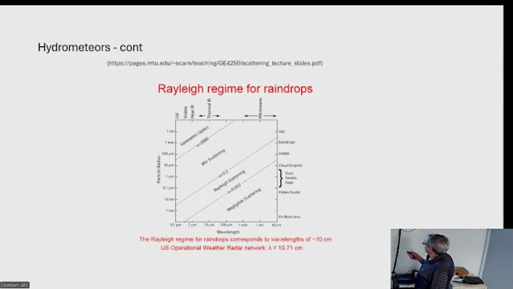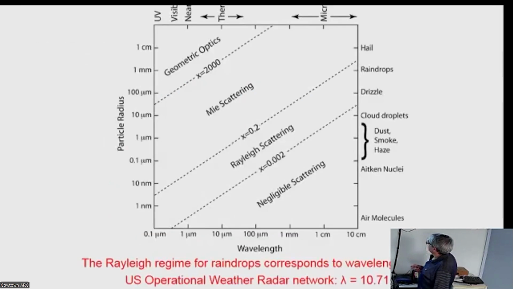So this one, if you don't mind zooming in, might be a little easier to read. Okay, so here you can see it's projecting onto wavelengths from 100 nanometers all the way up to 10 centimeters. And so you can see where these different types of hydrometeors occur. Air molecules probably not, but then we've got aerosols, dust, smoke, haze, cloud droplets, drizzle, and so forth. All that fits within the scattering range.